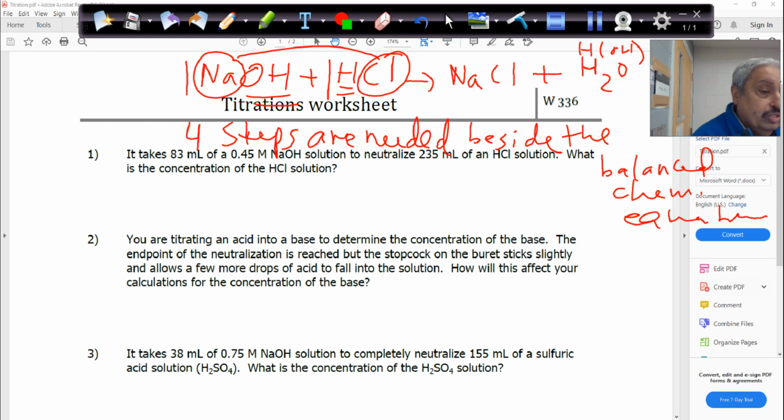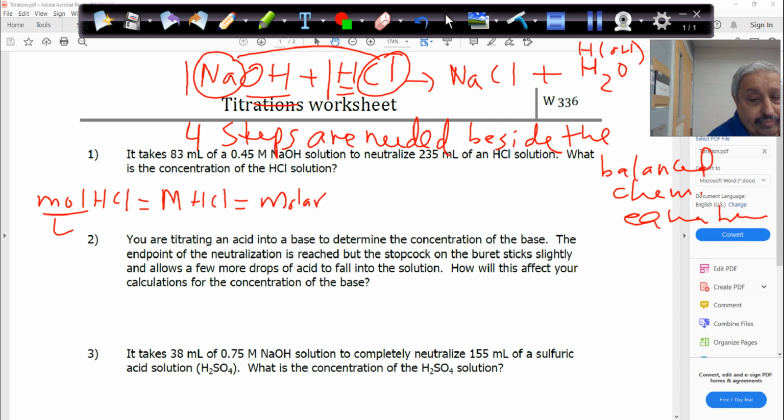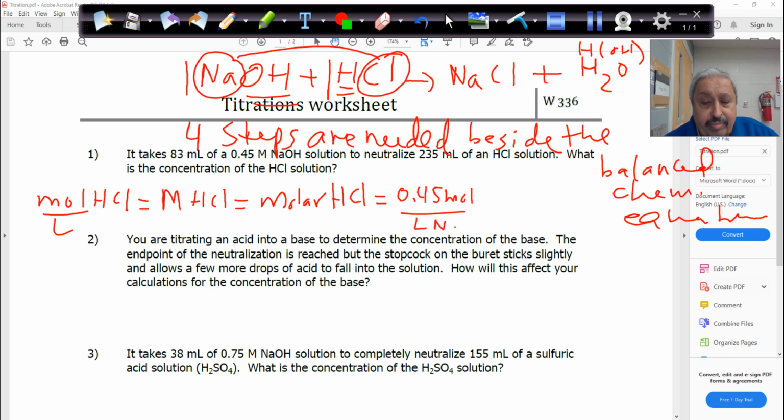So the concentration is mole per liter HCl, or capital M HCl, or molar HCl. All those are units of the molarity. So that's the same thing. That's what we don't know, equal to. You start with whatever is given to you, which is the 0.45 mole per liter sodium hydroxide. This is step number 1.